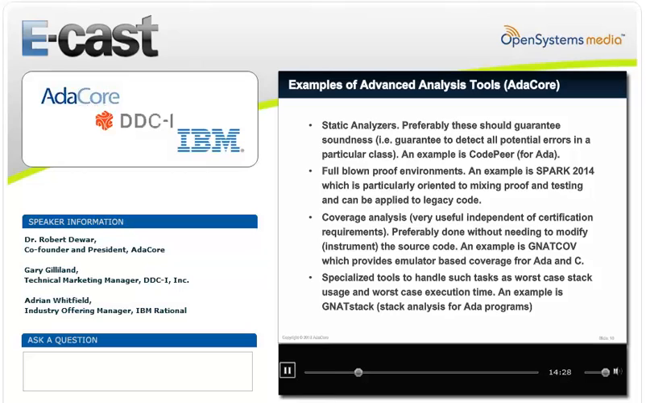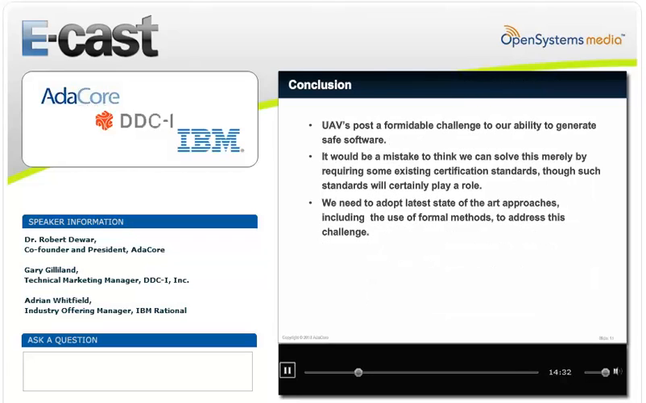So, concluding, UAVs pose a formidable challenge to our ability to generate safe software. I think it's a mistake to think we can solve this merely by requiring some existing standards, though certainly those standards will play a role. And we need to adopt latest state-of-the-art approaches, including the use of formal methods, to address this challenge. So that concludes my presentation.